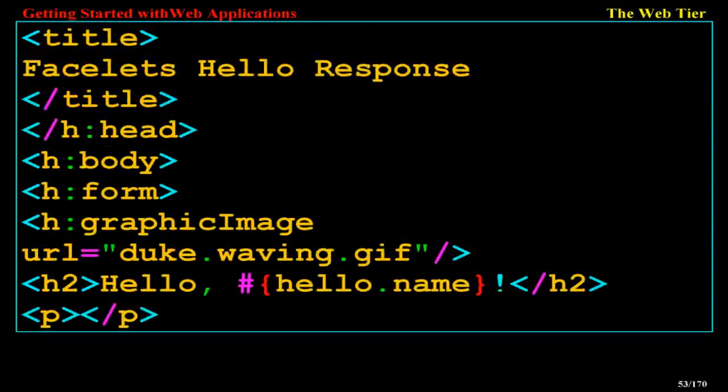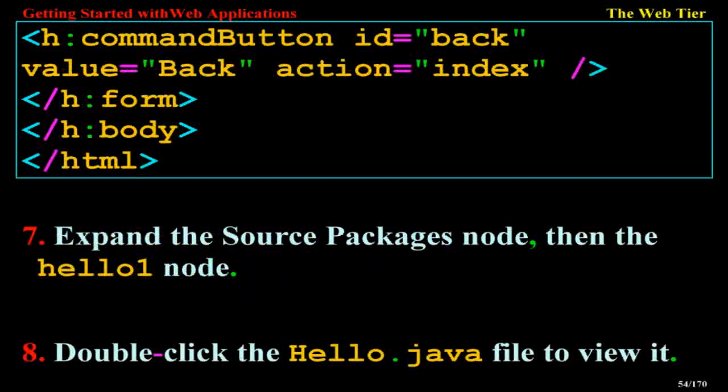title: Facelets Hello Response, /title. /h:head. h:body. h:form. h:graphicImage url="#{resource['images:duke.waving.gif']}". h2: Hello, #{hello.name}. /h2. p. h:commandButton id="back" value="Back" action="index". /h:form. /h:body. /html.